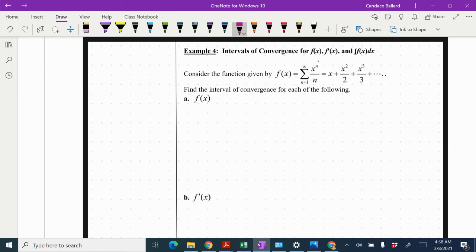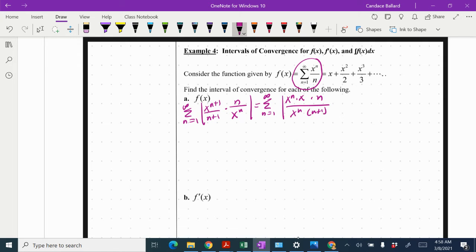So we know we have to plug in n plus 1 using the ratio test. So I'm going to have this sum as n equals 1 to infinity of x to the n plus 1 over n plus 1, absolute value of it, and then I know I multiply by the reciprocal of the original. And we're going to rearrange a little bit. So we've got the sum as n equals 1 to infinity of x to the n times x times n over x to the n times n plus 1. And we know we get to cancel these x to the n's.